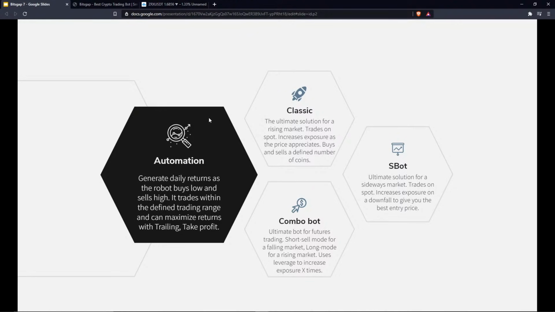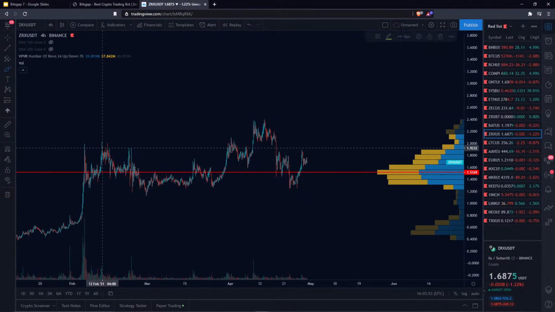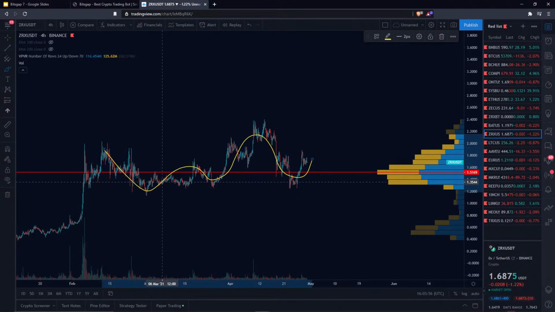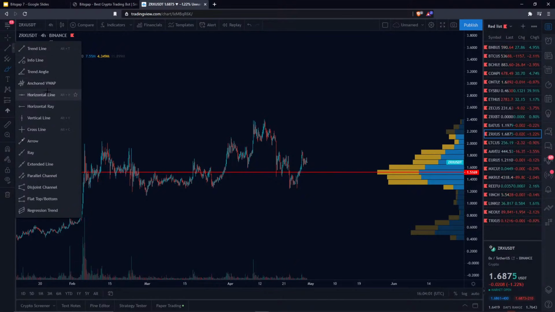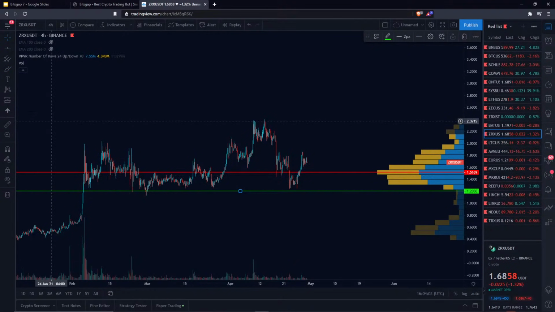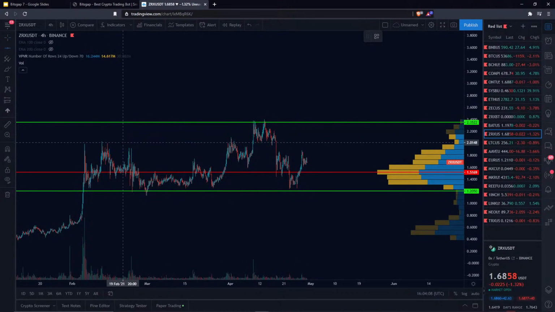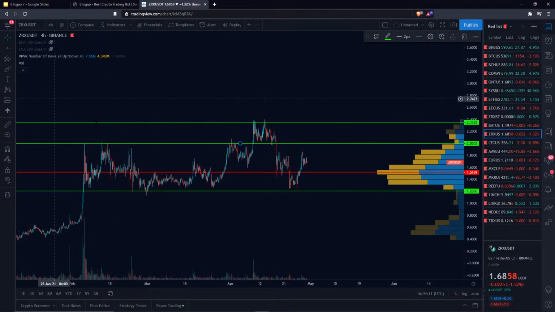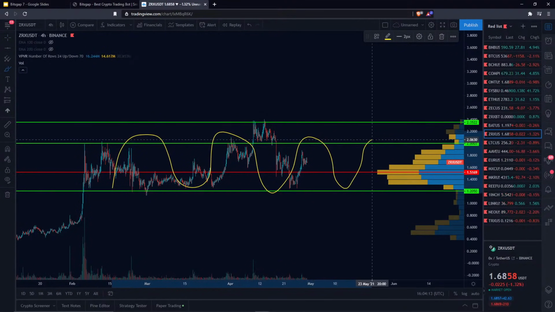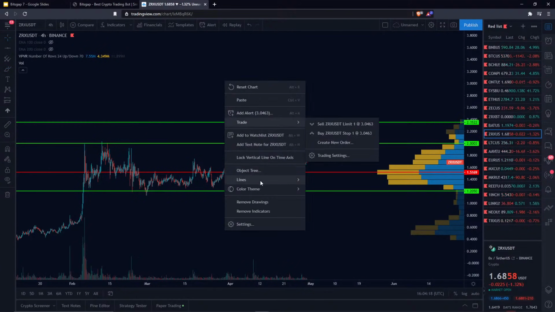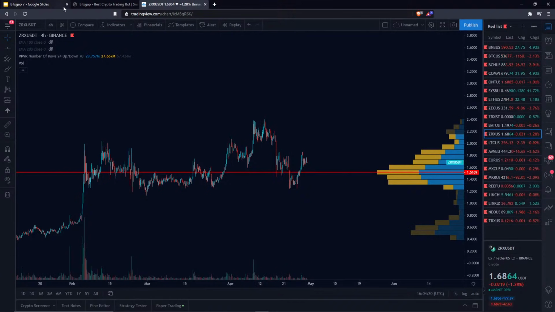The S-bot is the one that brings you the most return on a sideways market. So the sideways market is exactly what you see here on the 0x trading to USDT. Whenever you spot the market trading in the horizontal range like this one, like we can set another resistance line as well, this is where you should launch the S-bot because it brings you the most returns compared with the classic bot.